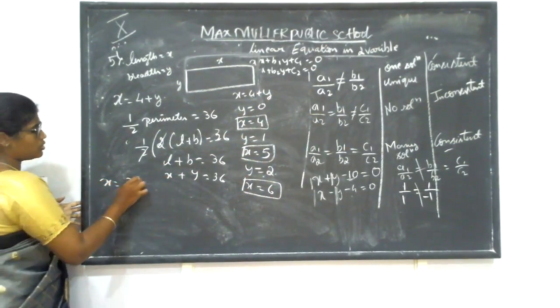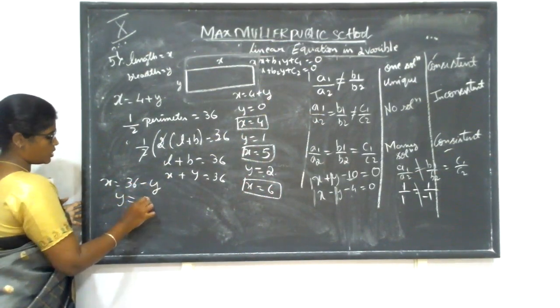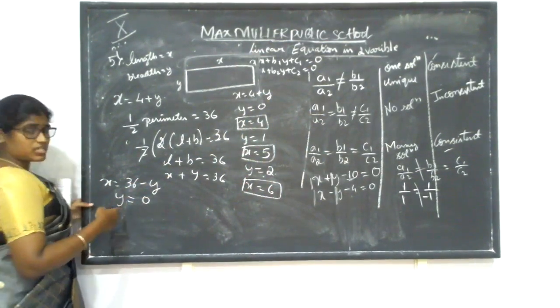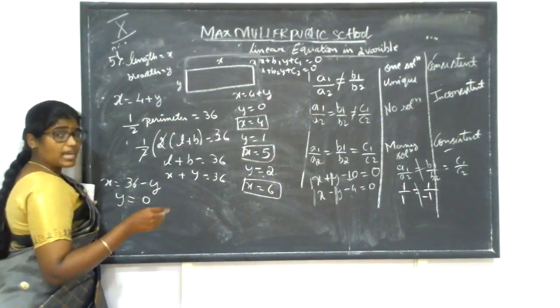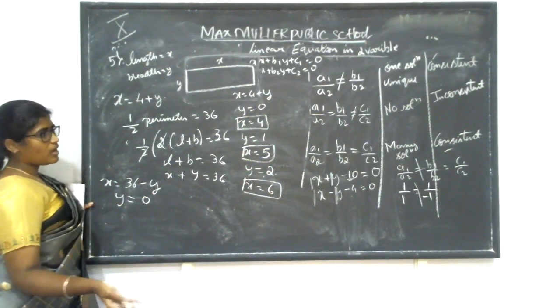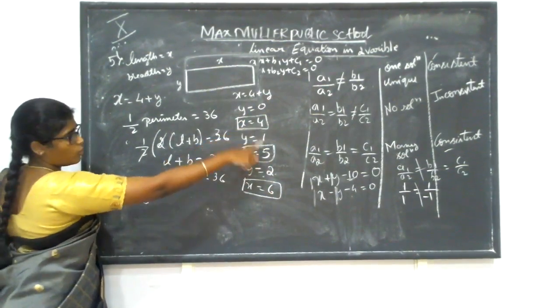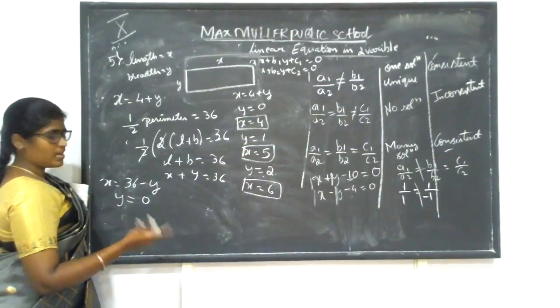X is equal to 36 minus y. Now consider y is equal to 0. If you take y is equal to 0, 36 minus 0 is what? 36. Can you take the x-axis as 36? I cannot draw such a big graph because my x-axis, see here, 4, 5, 6, is small. If it is suddenly big, it will be very hard for me.